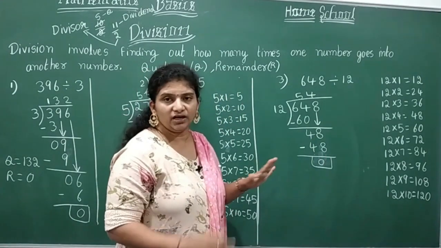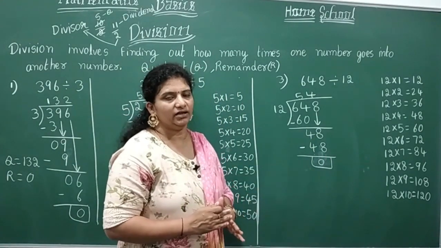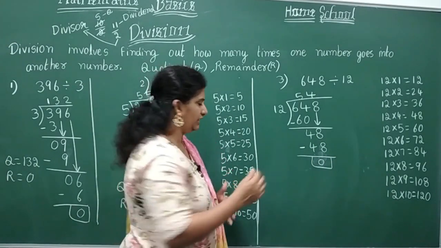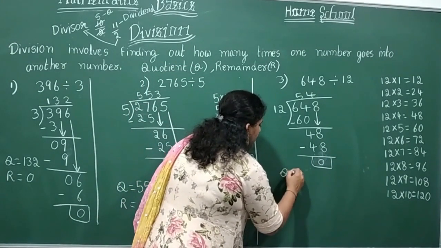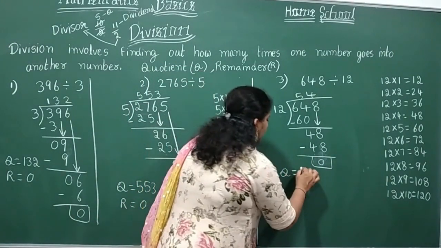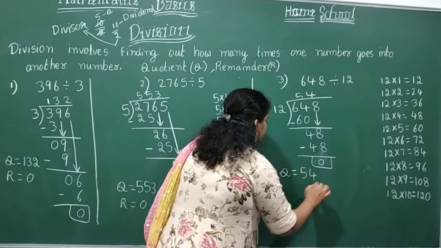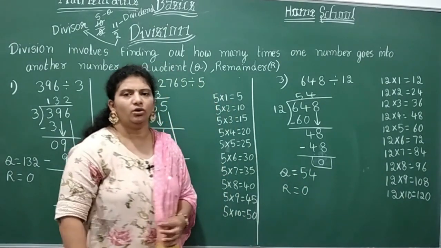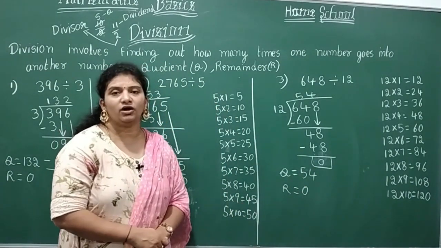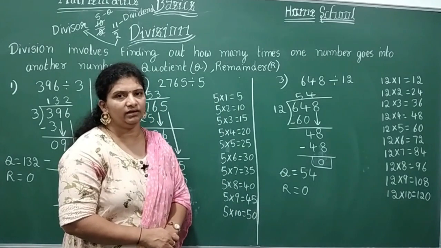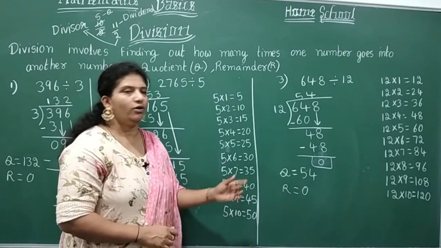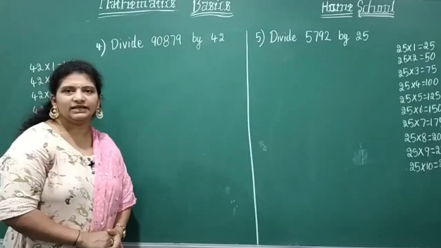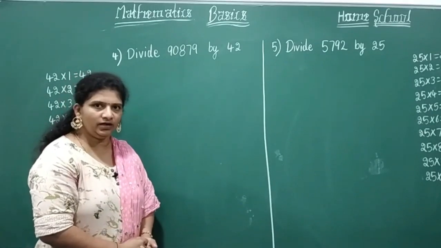So when you get 0 as a remainder, your division is completed. So now what is your quotient, children? Q is equal to, yes, 54, and your remainder is 0. For remainder you can use small letter r or capital letter R, no problem. Okay, let's see 2 more problems. Then let's see the next 2 problems of your division.